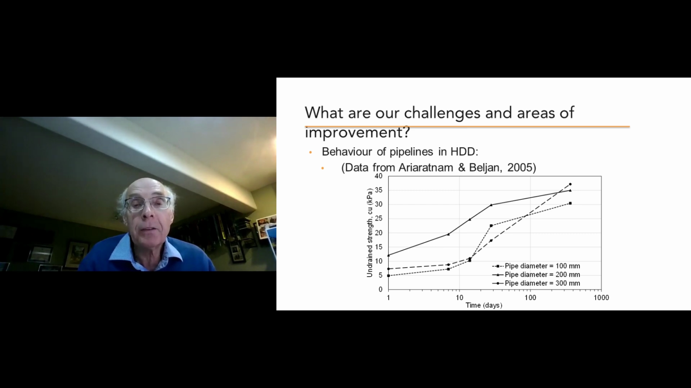But clearly, this data did show that the drilling mud strength did increase with time. The undrained strength did increase with time. I think the separation of the data from the 3 diameter pipelines probably represents the natural variation in the drilling mud strength, and there's nothing to be looked at in terms of an effect of pipe diameter. I think pipe diameter is probably independent, but the differences between the three lines simply represent the natural variation. But here is an area that does need more research.